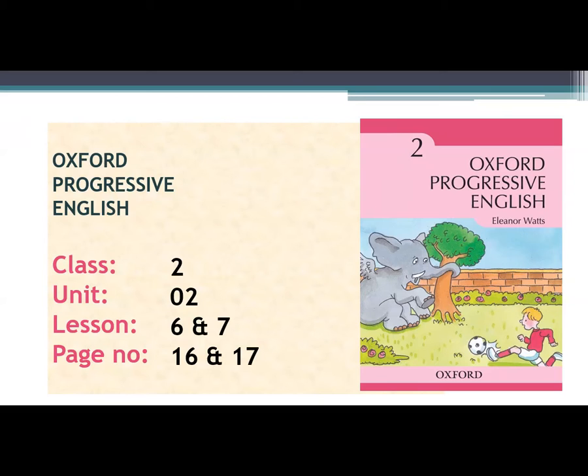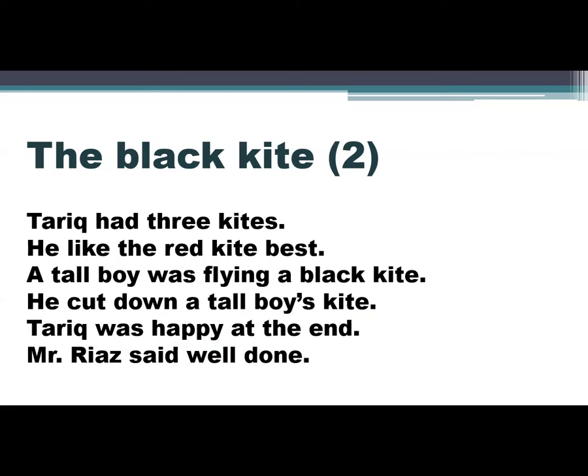Class 2, Unit number 2, Lesson number 6 and 7, on page number 16 and 17. Okay, open your book, page number 16. We already read about this lesson. In this lesson, we read about the black kite.